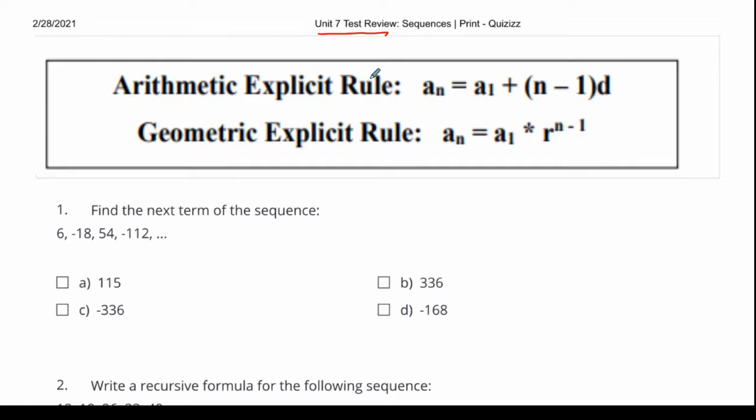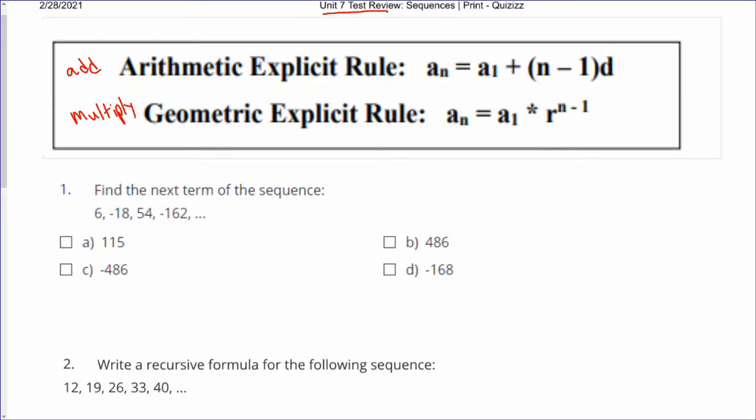Okay, so at the top we have our explicit formulas for arithmetic and geometric, just so we don't forget. Remember, arithmetic we add every time, geometric we multiply. Okay, on to number 1. Find the next term of the sequence.